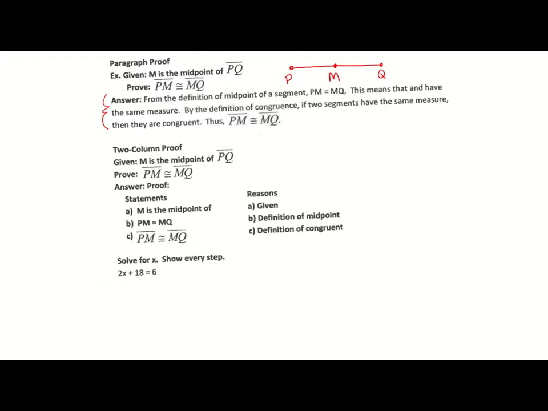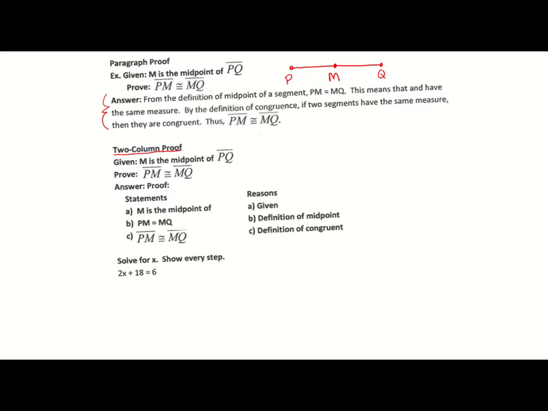From the definition of midpoint of a segment, PM is equal to MQ. This means that they have the same measure. By definition of congruence, if two segments have the same measure, then they are congruent. Thus, PM is congruent to MQ. So you can do a proof in a paragraph like that, and another way we can write a proof is a two-column proof. This is what we are going to be using most often.